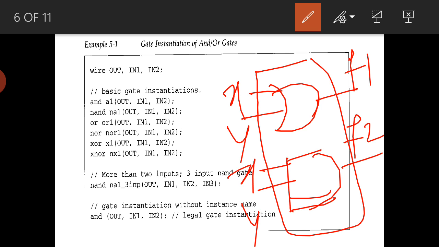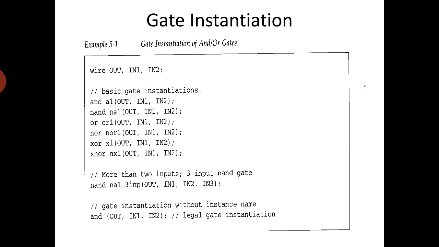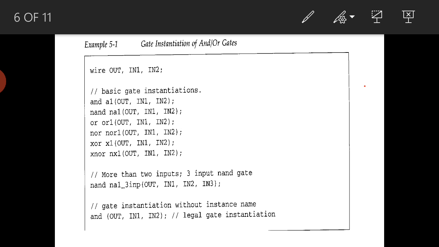If this is the circuit, how to write the code for it? Whatever gates we are mentioning here, we can write the code directly by using the predefined primitives or keywords. This is what we call gate instantiation. Gate instantiation means we are calling the function. So that's what the gate instantiation of AND or OR gates means.